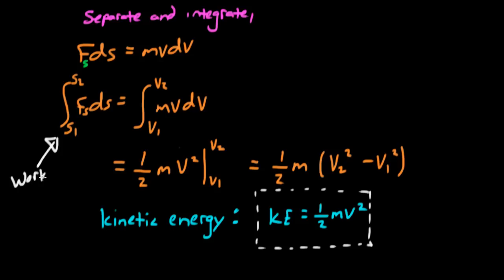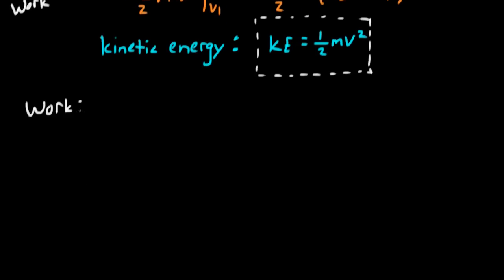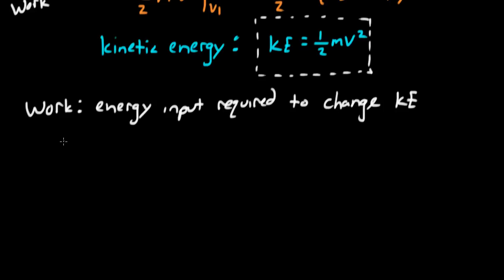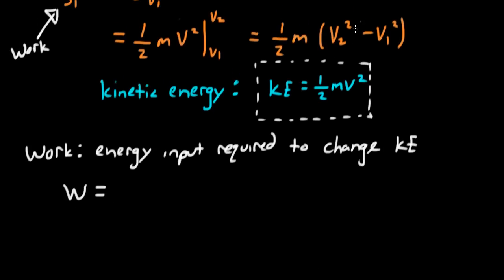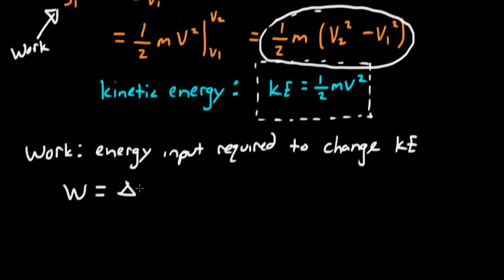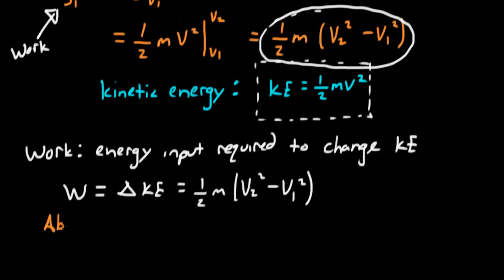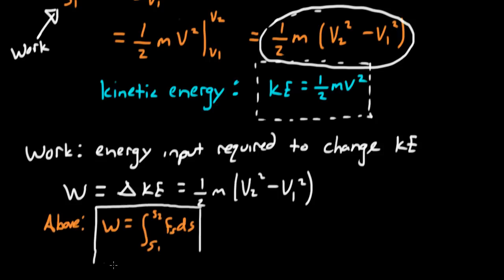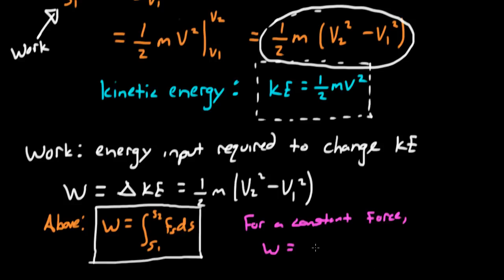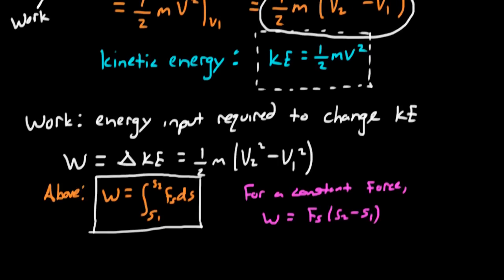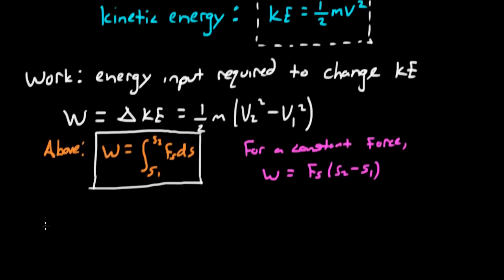On the left-hand side, the integral of the force times the distance we call work. And what work is, it's the energy input required to change the kinetic energy. And so we see that the work is equal to the change in kinetic energy, 1/2 m change in v squared. And from above, we have that the work is equal to the integral of the force along the path. For a constant force, the force comes out of the integral, and we're left with just the integral of ds, and so we're left with the force times distance, which is a familiar concept from any dynamics class.